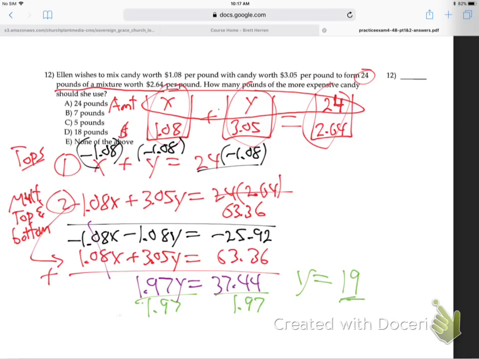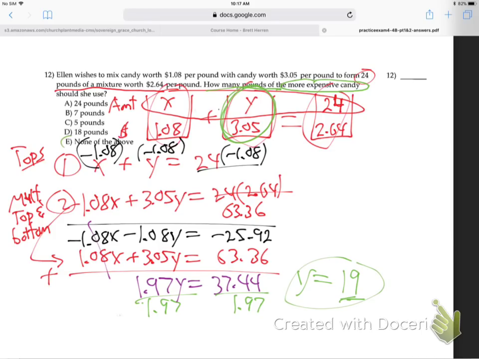Is that what they want? Is that the answer they want on this one? They say, how many pounds of the more expensive candy? Which one's the more expensive candy? It's the y. It's the $3.05 candy instead of the $1.08 candy. So that is what they want, 19.